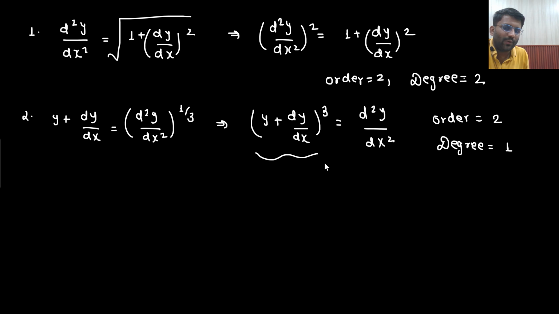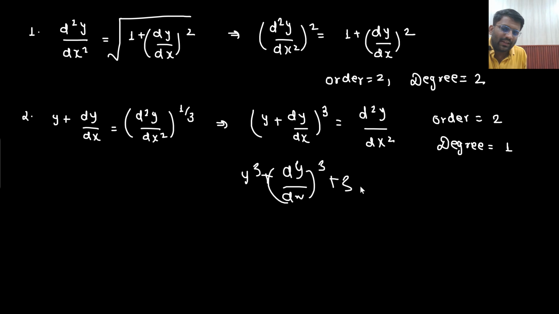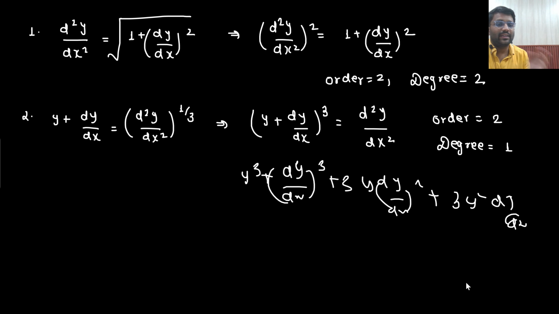Someone would say, sir, what if you open it up? So what? You open it up: a cube plus b cube plus 3a square b plus 3ab square. Does that matter to me at all? No. What matters to me is the highest order differentiation, which is twice. What is the power of the highest order differentiation? That is 1. That will always remain 1 only.